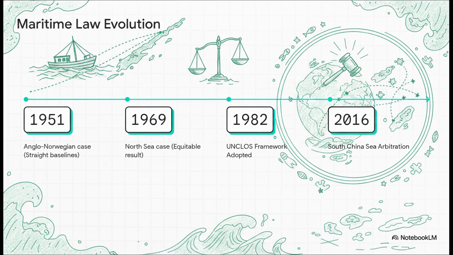In 1951, the Anglo-Norwegian fisheries case established the doctrine for drawing straight baselines on jagged coasts, a rule that was later codified right into UNCLOS. In 1969, the North Sea continental shelf case proved that when dividing shelves between neighbors, courts look for an equitable result, not just drawing a line perfectly down the middle. Then the massive UNCLOS framework adopted in 1982 brought it all together, setting the stage for modern tribunals, like that 2016 arbitration, to interpret these incredibly high-stakes definitions.